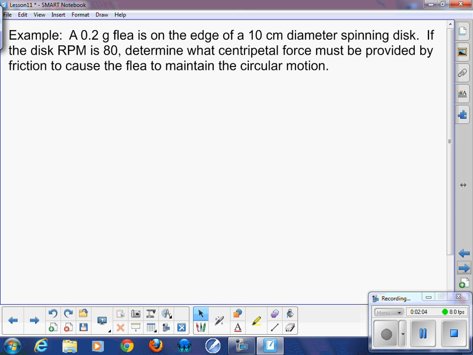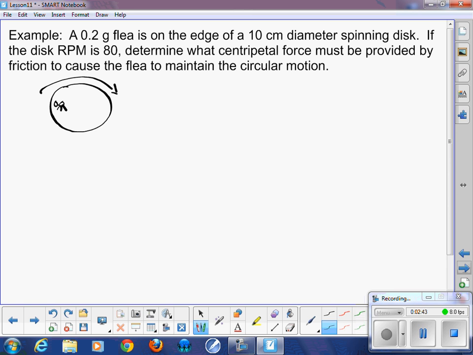Second example, we have a 0.2 gram flea on the outer edge of a 10 centimeter spinning disc. The disc RPM, revolutions per minute, is 80. Determine what centripetal force must be provided by friction to cause the flea to maintain the circular motion. So similar setup, we have a disc, and we have our little bug out here. There's my bug, and it's rotating around at 80 RPM.